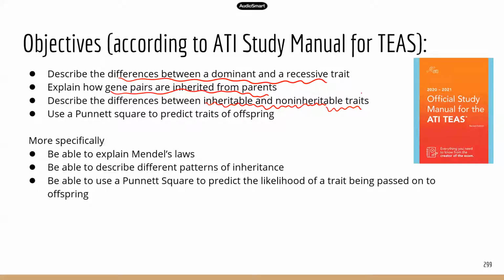And the most important thing is you need to know how to draw a Punnett square and use the Punnett square to predict traits of offspring based on the information for the parents. For example, you will be given the genotypes or phenotypes of the parents and use that information and the Punnett square. You should be able to predict the traits and the percentage in offspring.